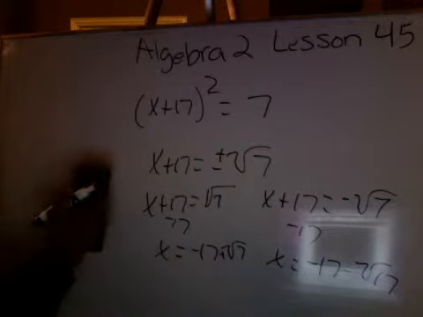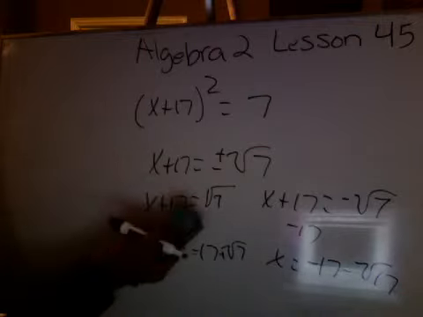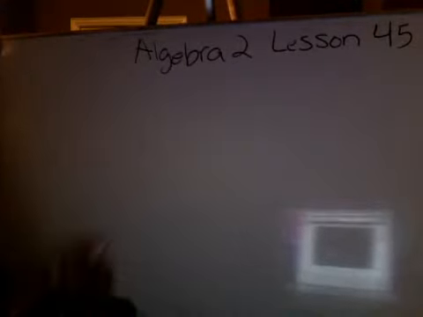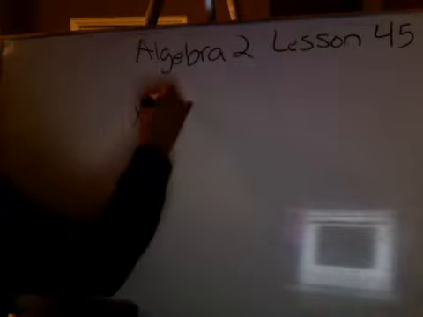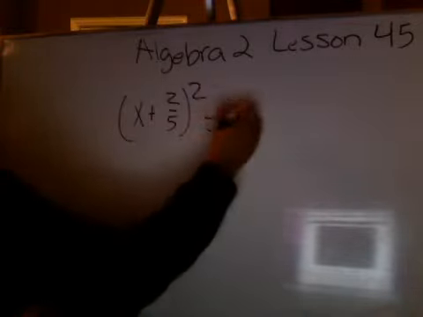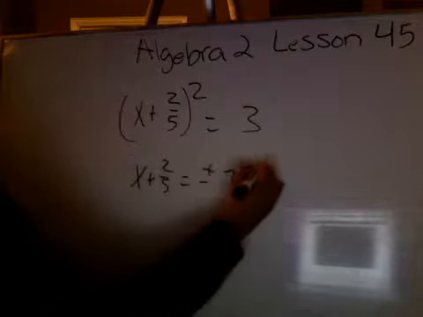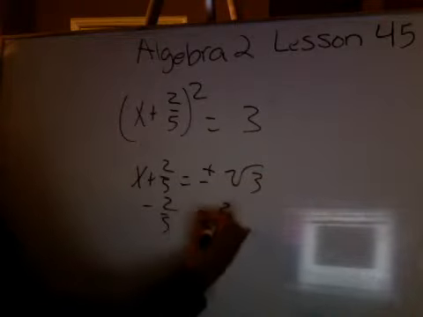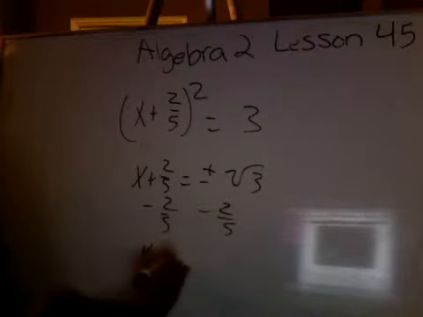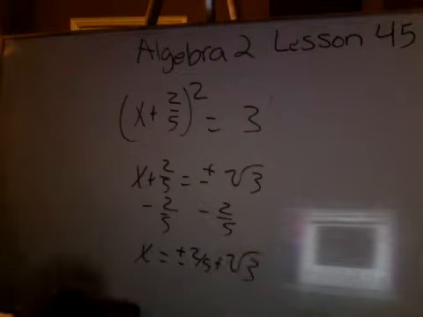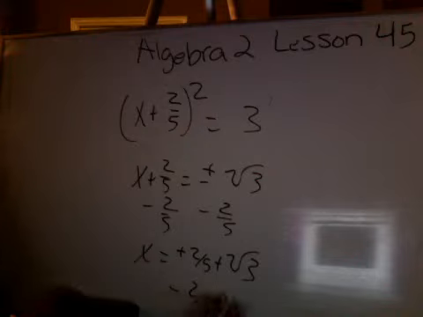Once you solve for it, you can actually put the answer back and make sure it works. Let's do another one. I'm not going to check this one. Let's do x plus 2/5 squared equals 3. Square root of both sides, you get x plus 2/5 equals plus or minus the square root of 3. Now you subtract 2/5 from both sides, so you have x equals negative 2/5 plus or minus the square root of 3. And you can separate them into negative 2/5 plus the square root of 3, and negative 2/5 minus the square root of 3. And those are simply your answers.